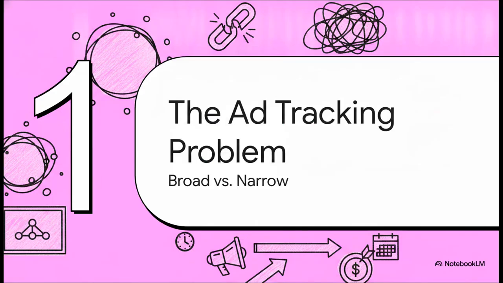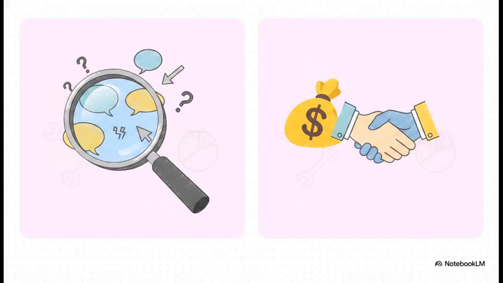Kicking things off with Section 1, the ad tracking problem, specifically broad versus narrow conversions. So think about it like this. If you run an e-commerce store, someone checks out and boom, you track a real tangible sale. But if you run a service business, you're basically stuck tracking what we call broad conversions.